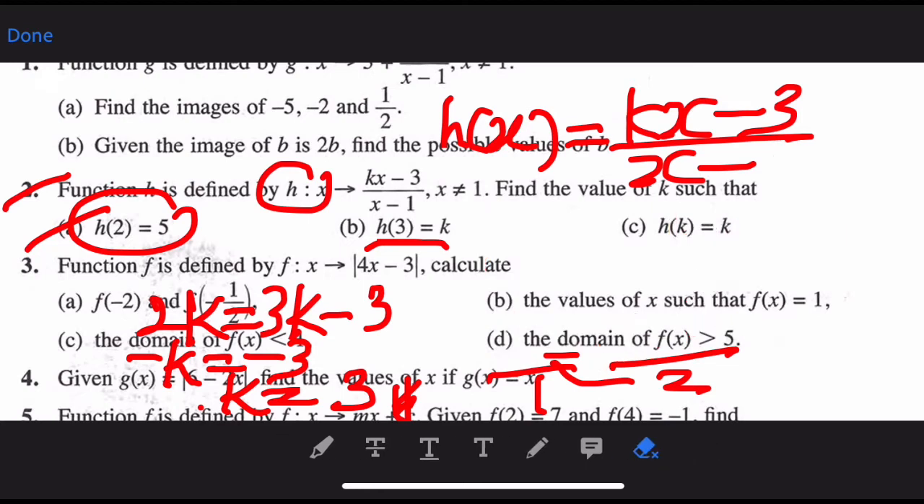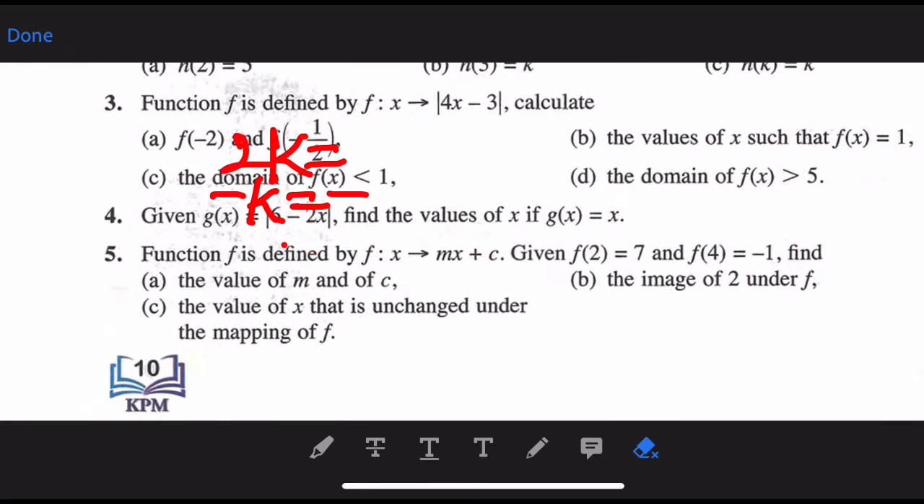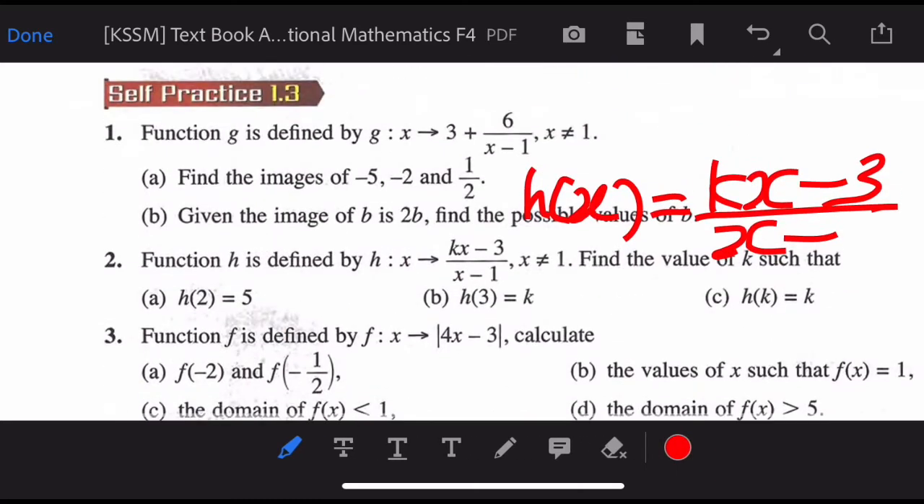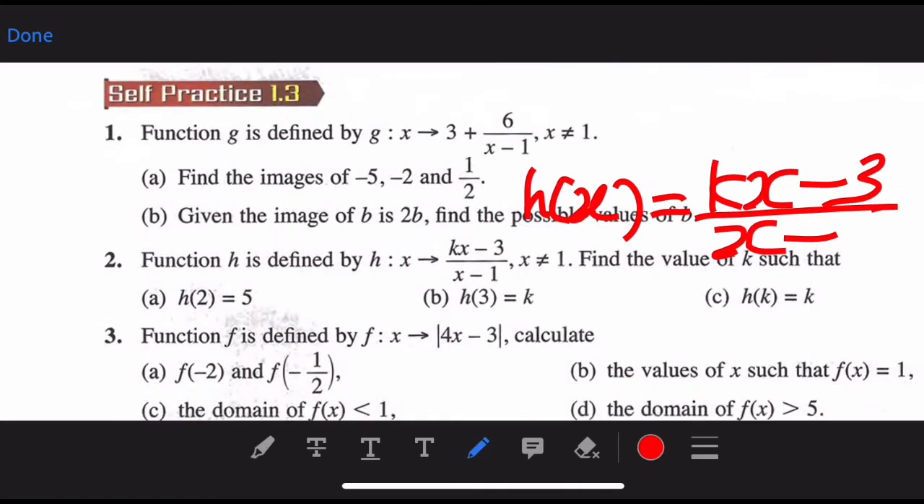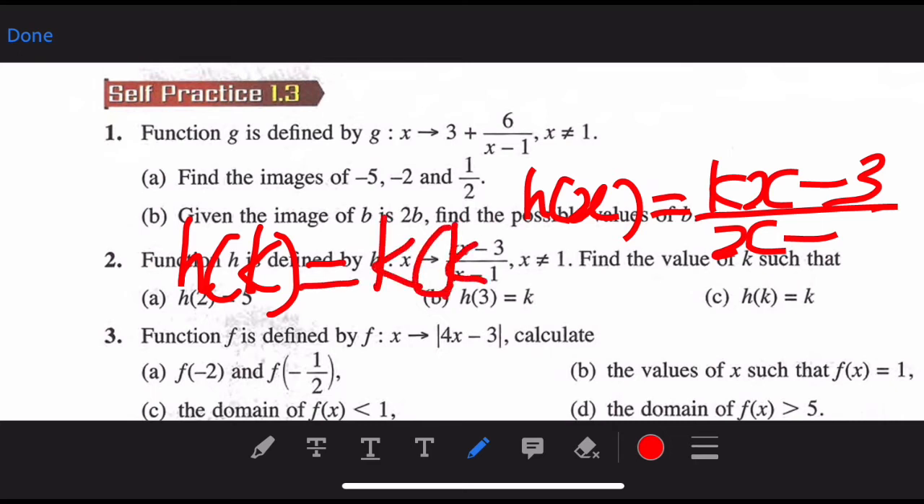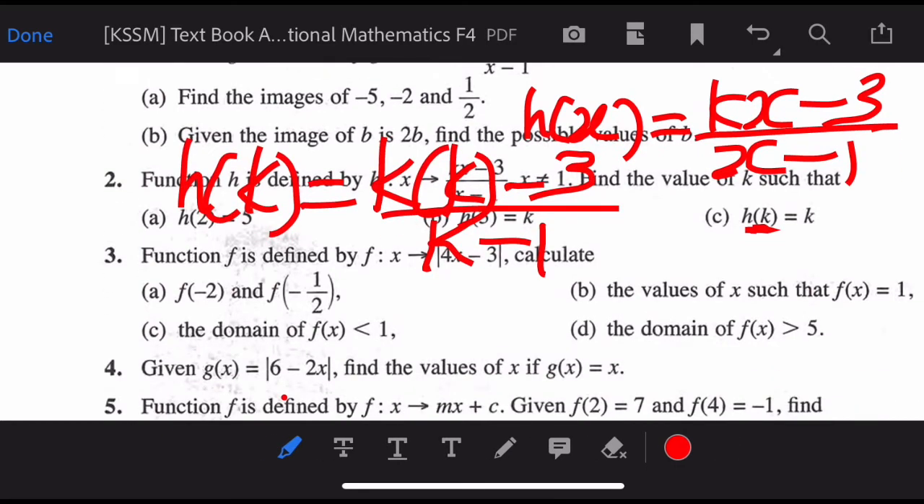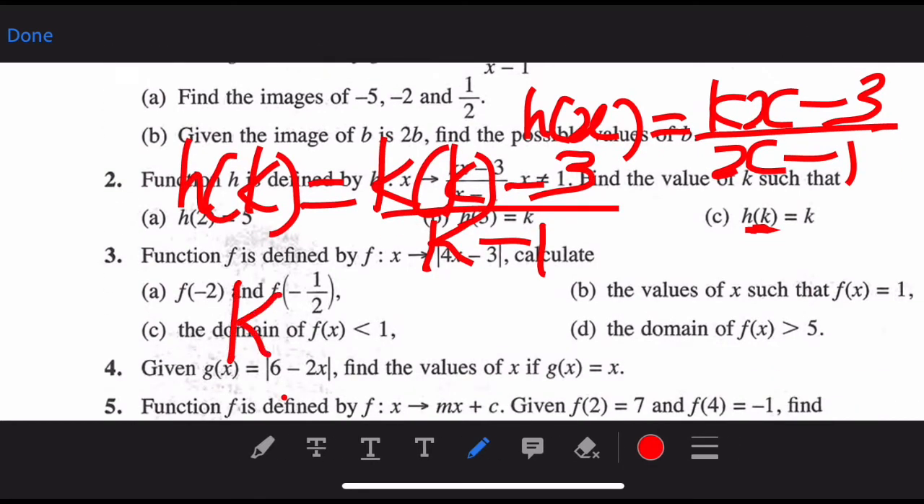For question C, is h(k) equal to k? So let's see how to do it. We are going to substitute x with k, so we get k times k, because the x is replaced by k, minus 3 over k minus 1. When you see x, you substitute with a k, and h(k) is equal to k squared minus 3 over k minus 1.